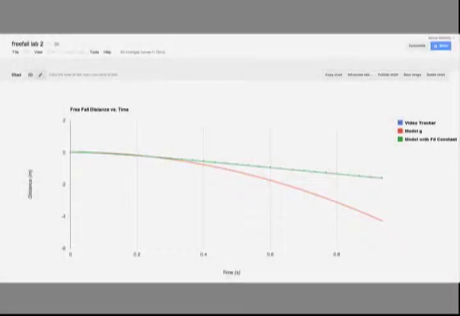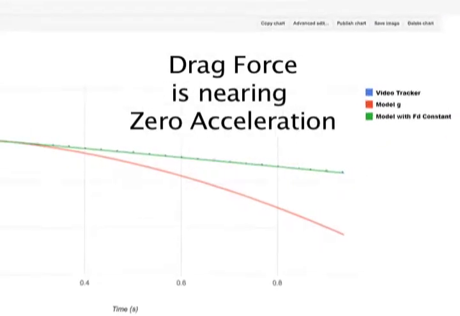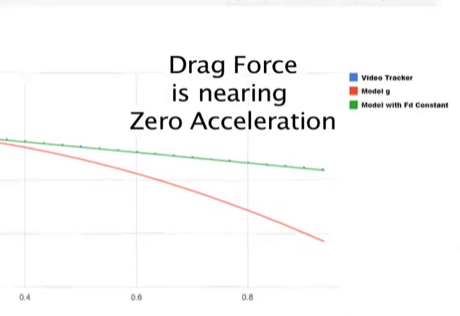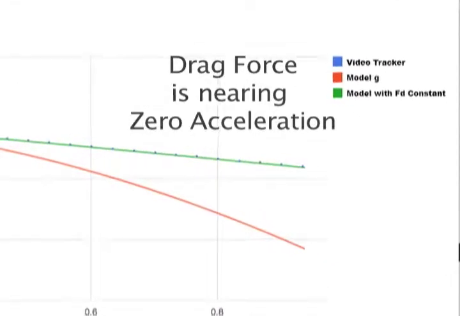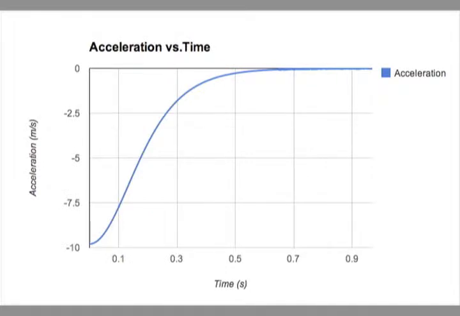This distance versus time graph compares the observed position from my video, the predicted position versus time with just the force of g acting upon the model, and the predicted position versus time that includes the drag force acting upon the model. As you can see, the results are very similar when I compared the drag force model to my actual video. To verify my results, I used a spreadsheet and graphed the acceleration versus time.